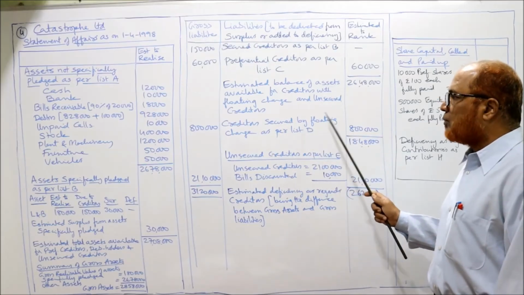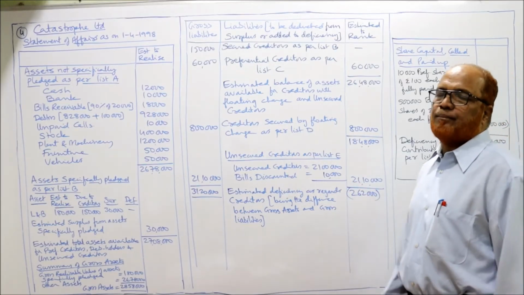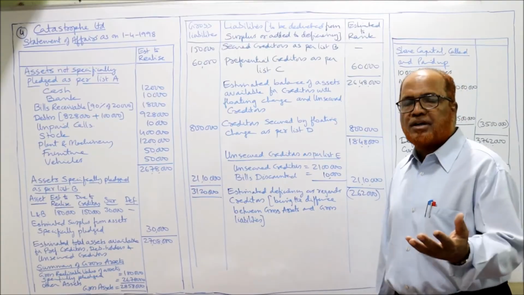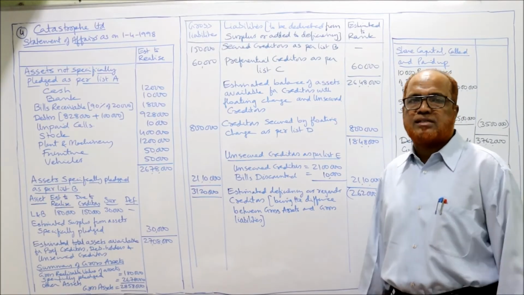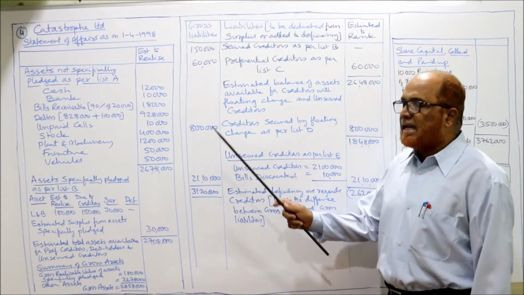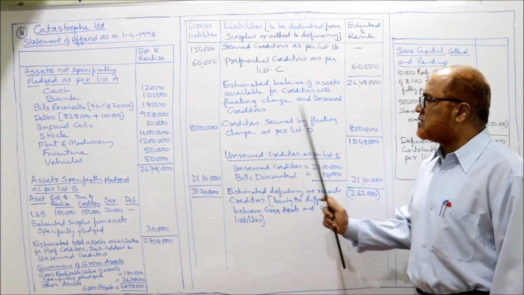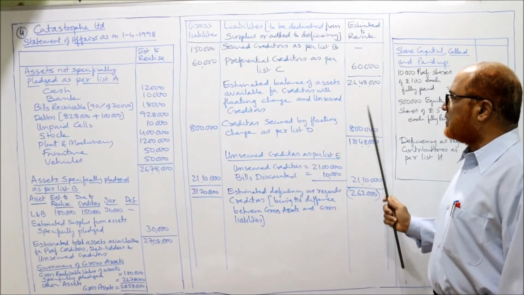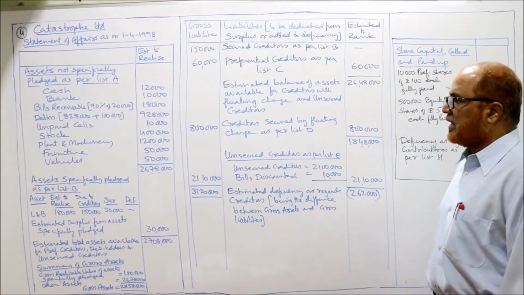Now creditors secured by floating charge as per list D. In the problem it is given some creditors are there having a floating charge on the assets. List D. That is 8 lakh rupees. Take it in both the columns. So 26,48,000 minus 8 lakh you will get 18,48,000.